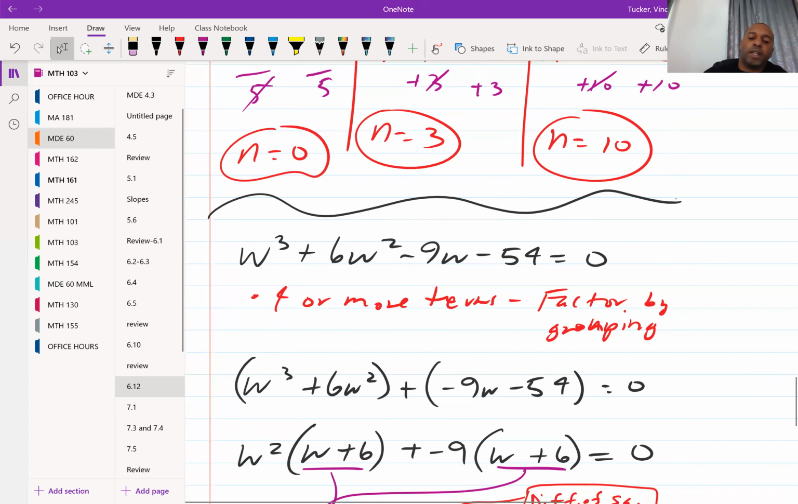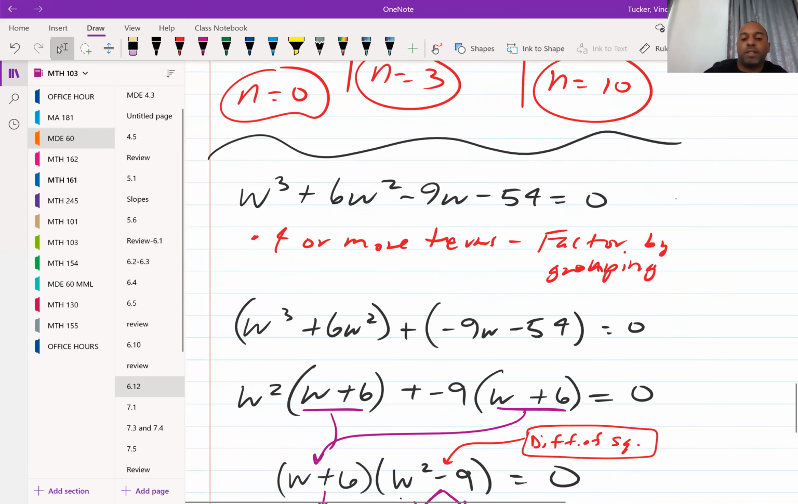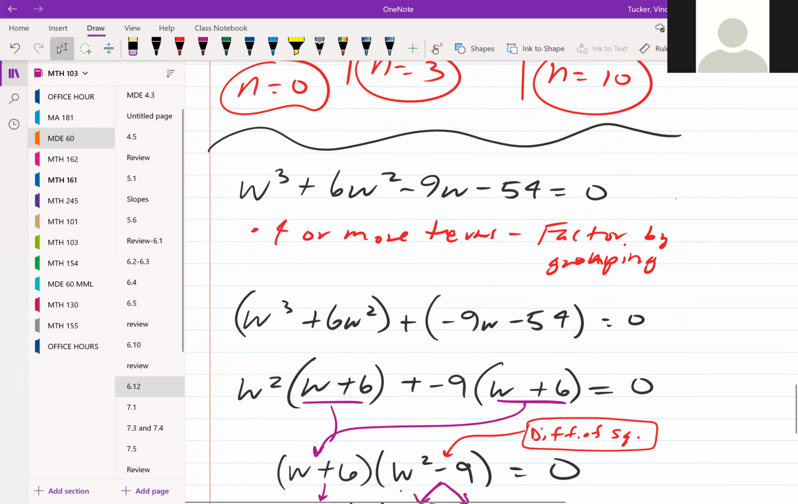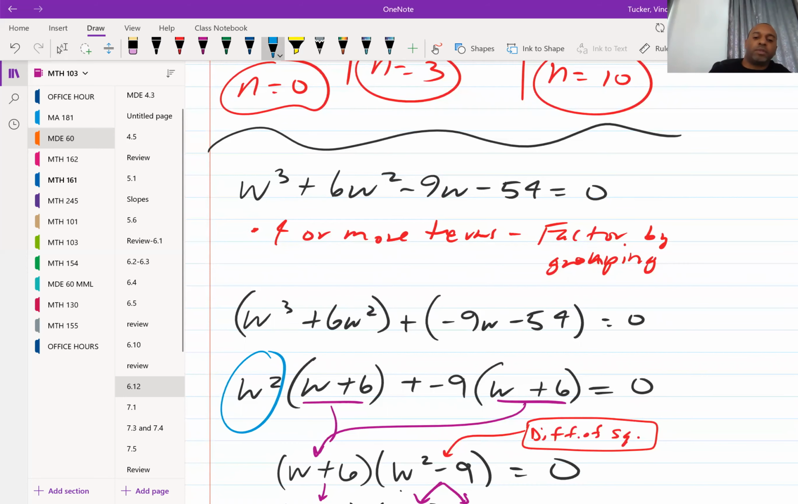All right, in both cases, that leaves me with w plus 6. So now I can factor w plus 6, bring it out front. And then what's left in the parentheses is w squared minus 9. So that's what happens here.